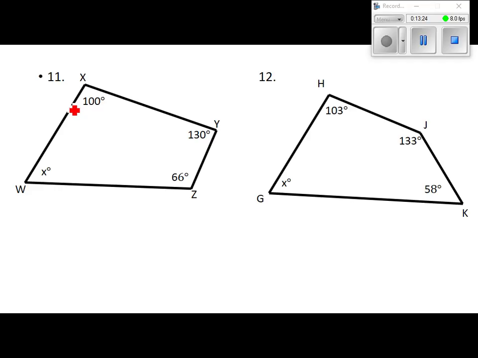Letters don't really matter on this, so you don't have to put in the letters if you don't want. The numbers for the angles do matter.